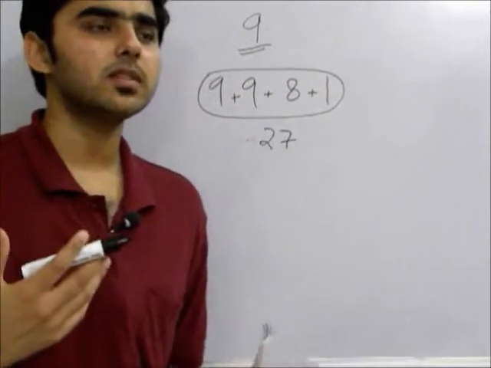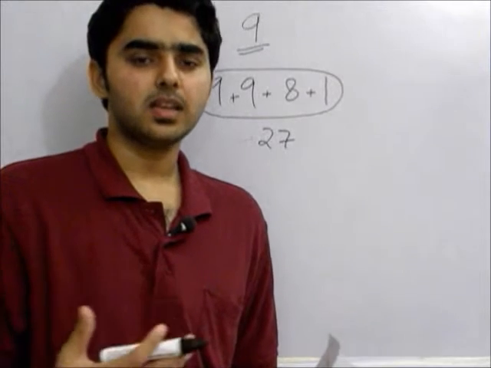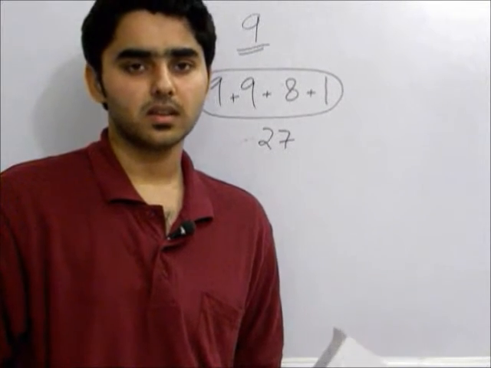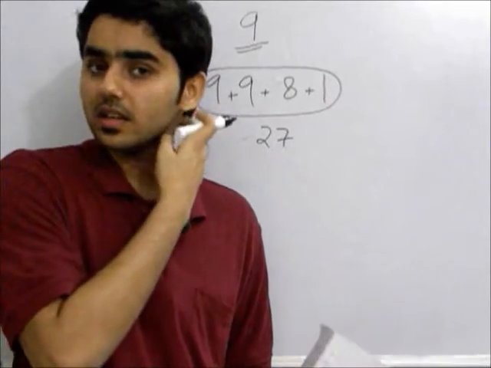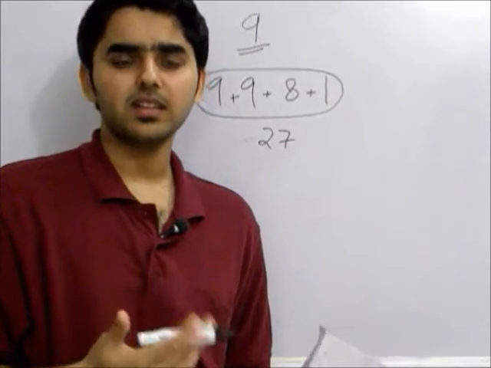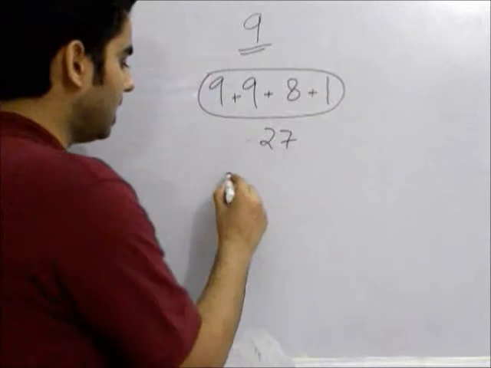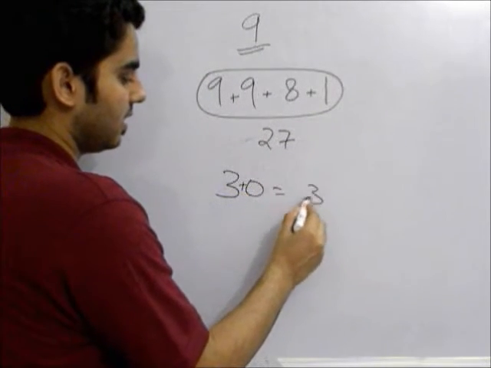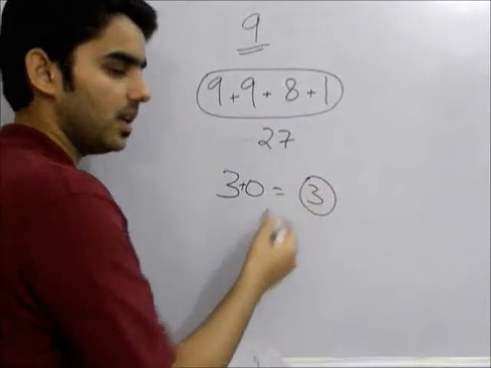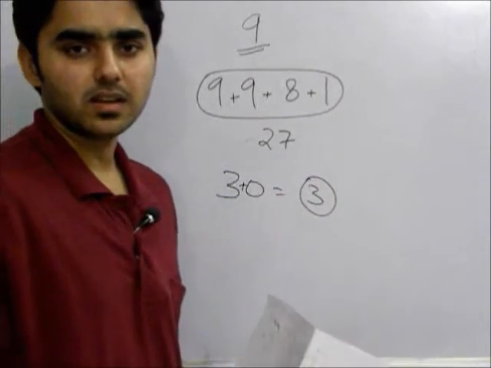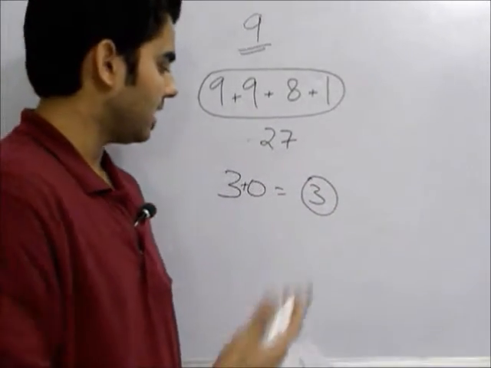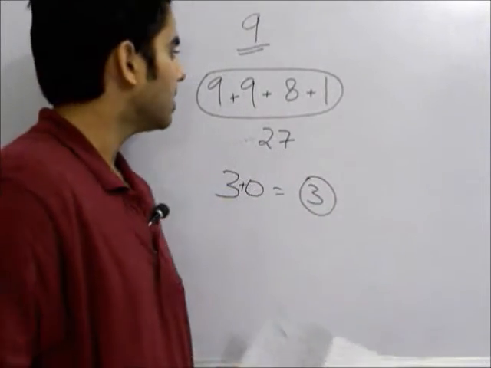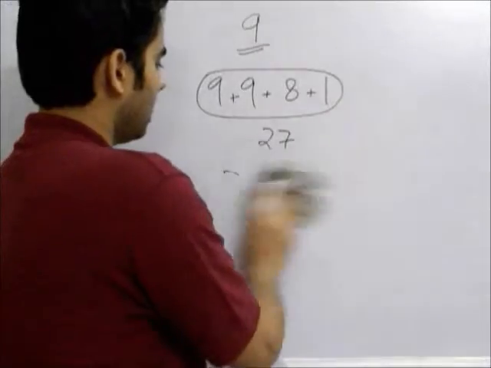So can you think of any number which is divisible by 3 but not by 9? Think about it. Is 30 that number? Yes, it is. 30, 3 plus 0 gives us 3, right? 3 is divisible by 3, obviously. But is 3 divisible by 9? No. Okay? So keep that in mind.